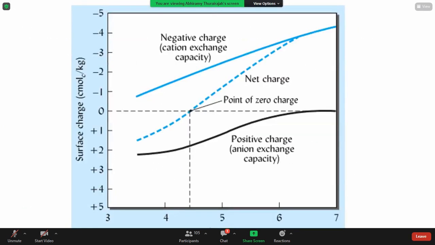Are you clear up to this? How the charges are developed on the colloids? There are two main sources of charge. One is pH dependent charge through the ionization of OH groups, and we discussed how this forms the positive and negative charges, and again through the protonation and deprotonation with H+ ions. That also we discussed, how the pH changes these charges and creates the positive and the negative charge.